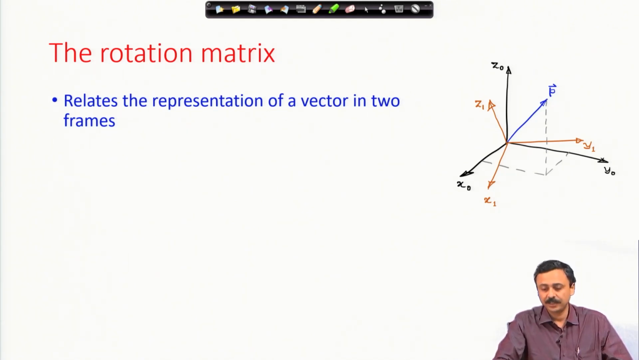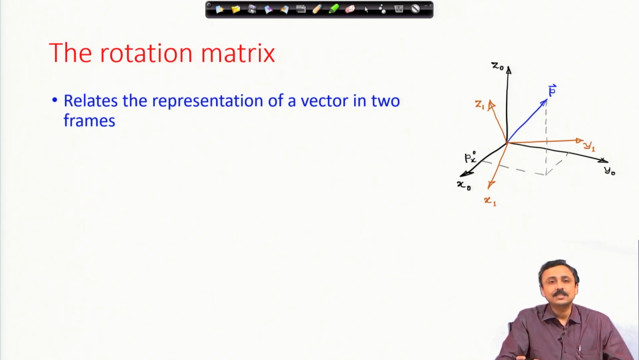For example, if I drop it on the x naught, y naught plane, that perpendicular distance from the x naught, y naught plane gives me the z naught coordinate of p, and similarly I can find the x naught coordinate, y naught coordinate, etc. I have shown these perpendiculars that I have dropped. This thing that I have written, p x superscript 0, that superscript 0 indicates in which frame the vector is represented.